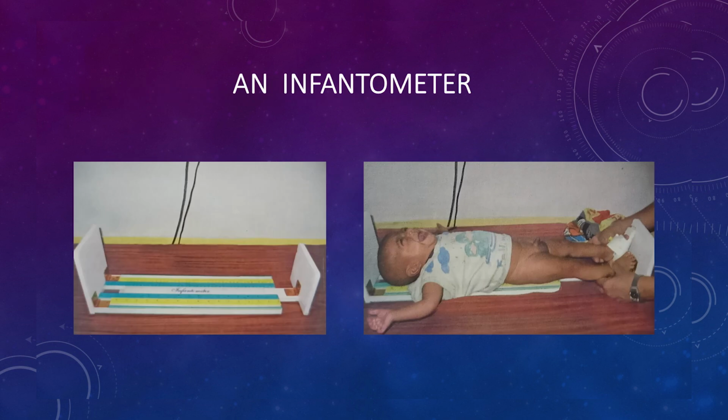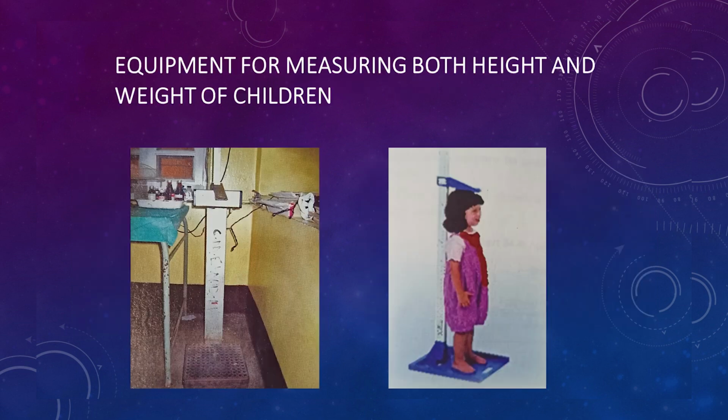On this slide you can see an infantometer, where the child lies on the meter, and you can measure the child's length by adjusting the foot plate. This is very useful in measuring the length of a child below 2 years of age. This is the instrument which shows the weight as well as height, measuring both height and weight of children.